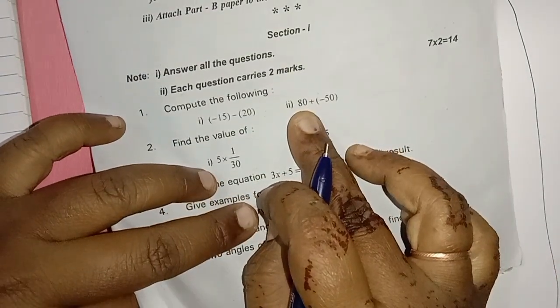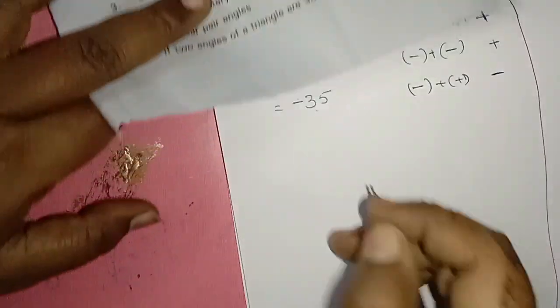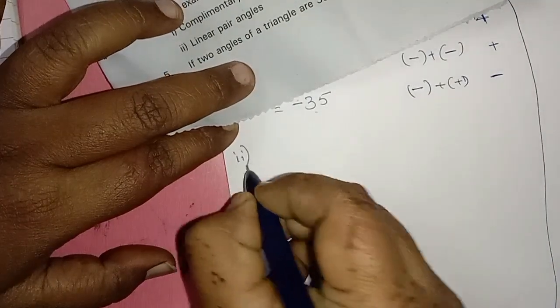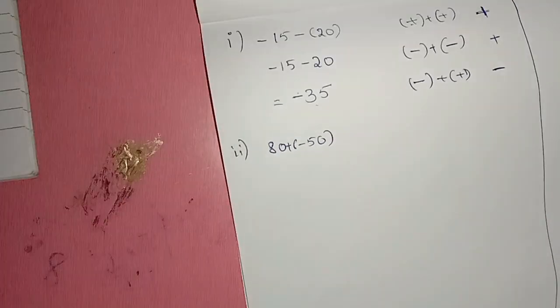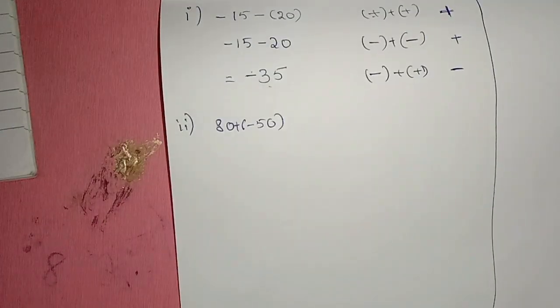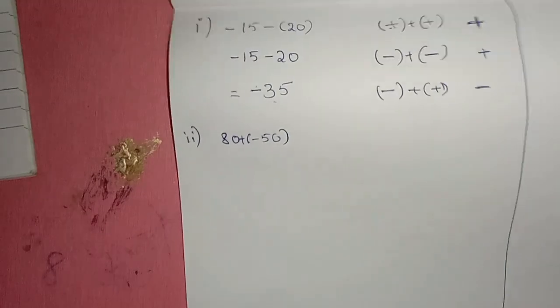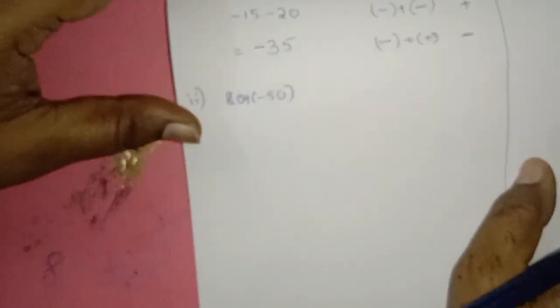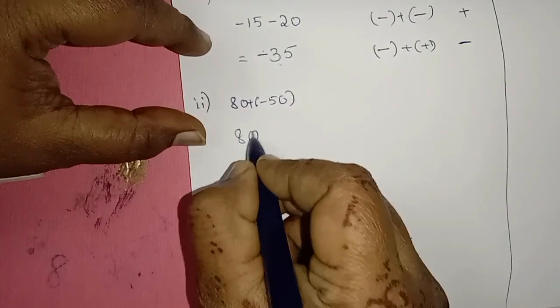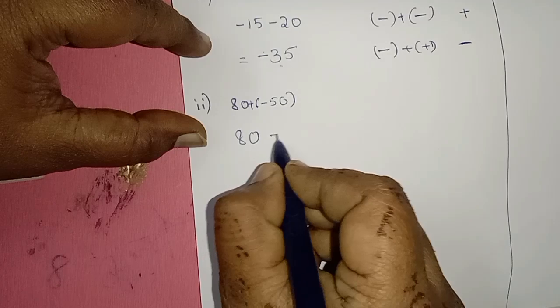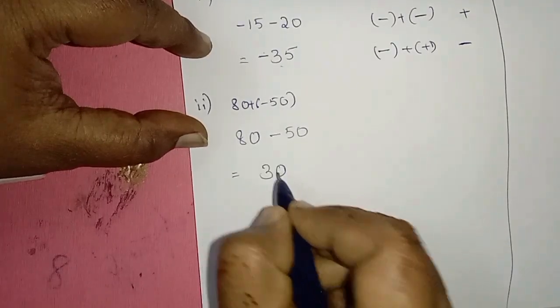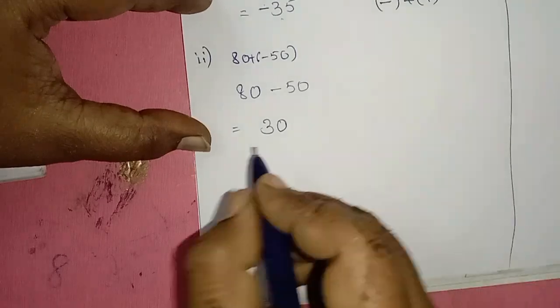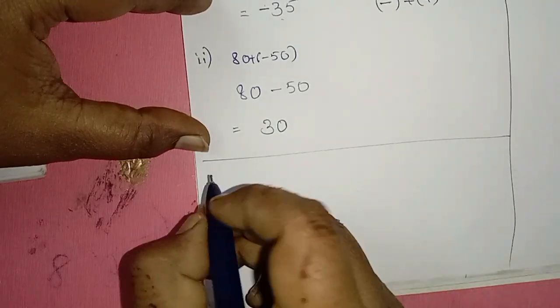Second question in the first bit: 80 plus of minus 50. This is your second question. First, what is our step? Remove the bracket. So 80 plus into minus, 80 minus 50, answer is 30. So with this your first question is completed.